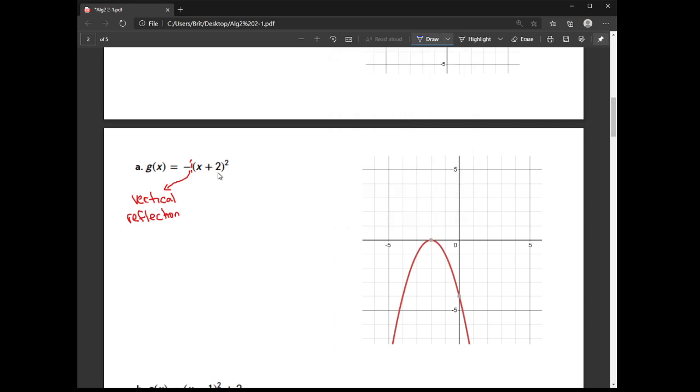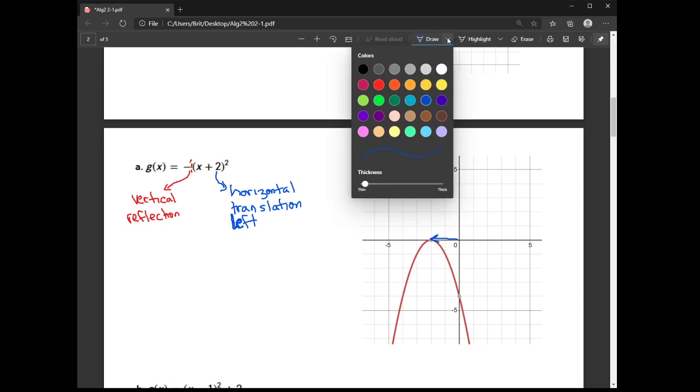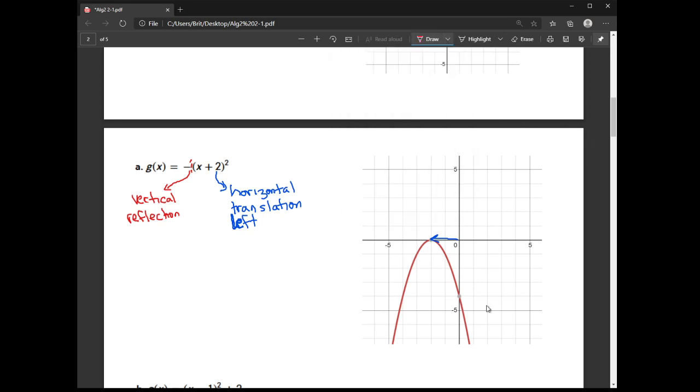Now this 2 is inside the grouping symbols, so it's horizontal. It's addition or subtraction, so it's a translation. And when you have a plus 2 inside, it's going to the right, or sorry, to the left by 2, because it feels backwards from what it looks like. So if I take a look at my parabola here, my graph, you can see that from the origin it's gone to the left by 2, and then it reflected upside down. So the parabola is going upside down.